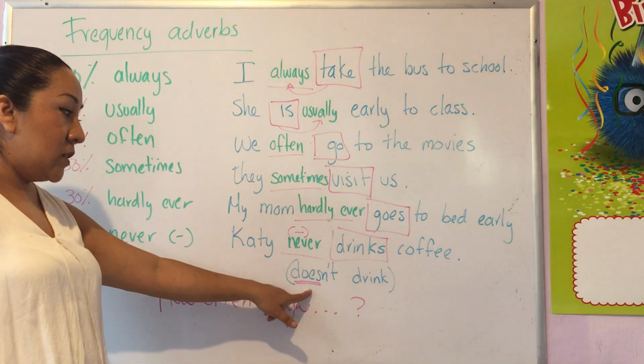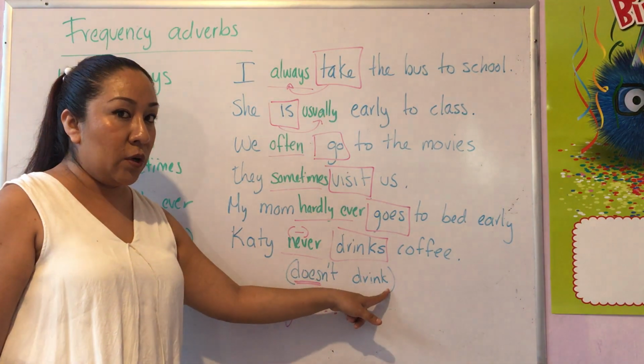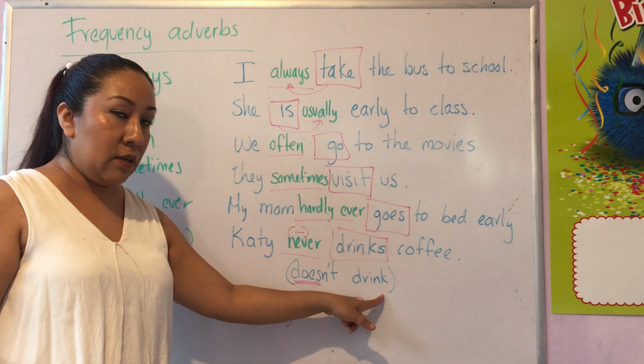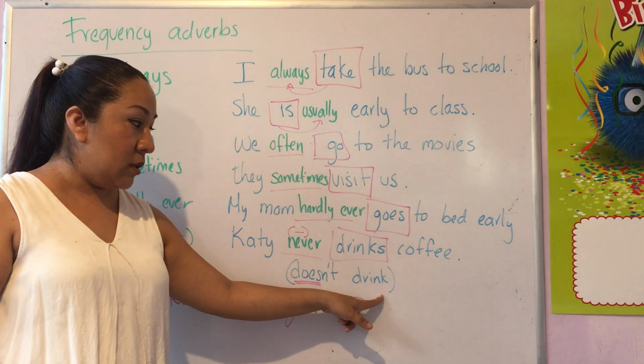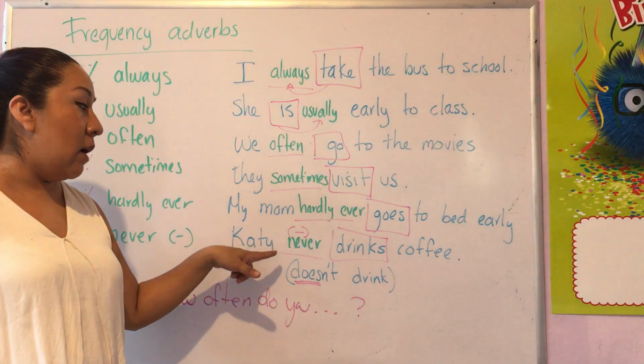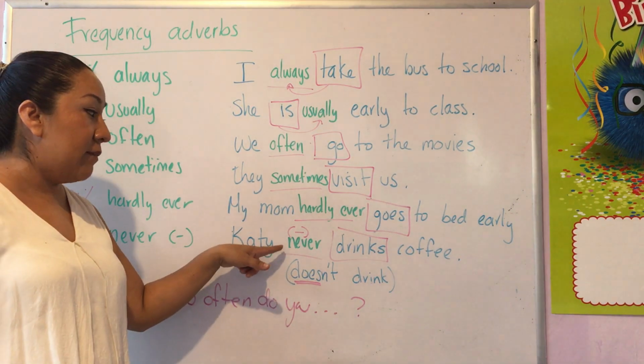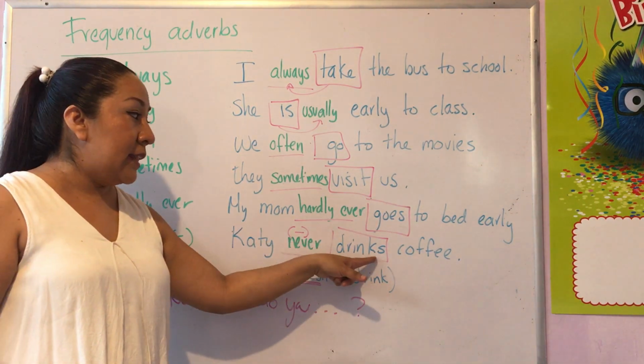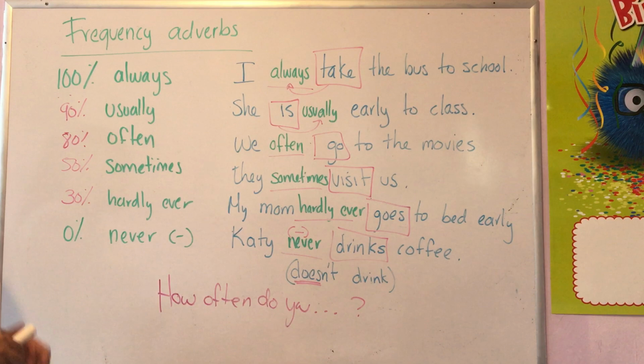When I have this auxiliary, it's not necessary to convert drinks into third person. But because now I don't have does, I have never, I need that third person, okay? It's necessary. Katie never drinks coffee.